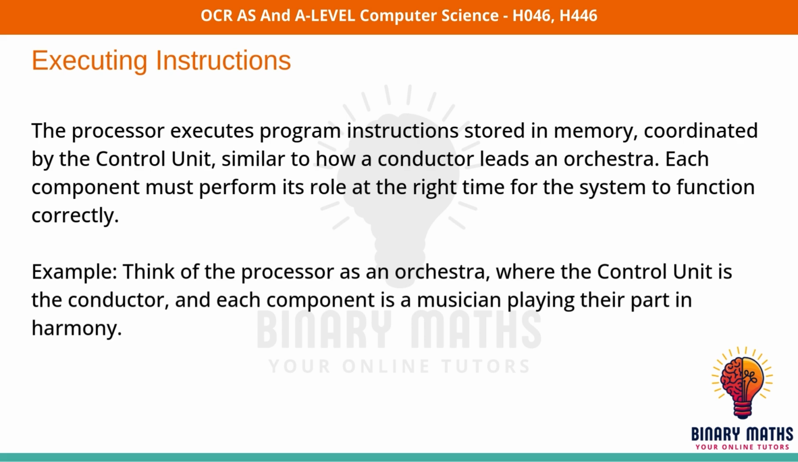When the CPU executes instructions, it follows a precise sequence of steps. The control unit ensures that each component of the CPU performs its task at the correct time. For example, the ALU might perform a calculation while the registers store intermediate results. This coordination is essential for the CPU to execute instructions efficiently and accurately.